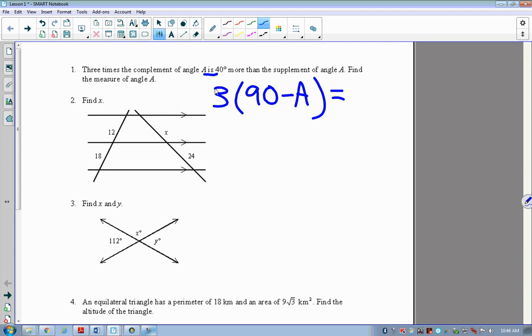All right, so I have an option: I could either subtract 40 degrees from the left-hand side or add 40 degrees to the other side. Either one of those is right. But because I've already put the equal sign in here and I'm kind of lazy and don't want to erase, I'm going to do this. Then the supplement of angle A. Well, if the complement of angle A is 90 minus A, what is the supplement of angle A? 180 minus A. Okay, now, what do I still have left to do? Plus 40.